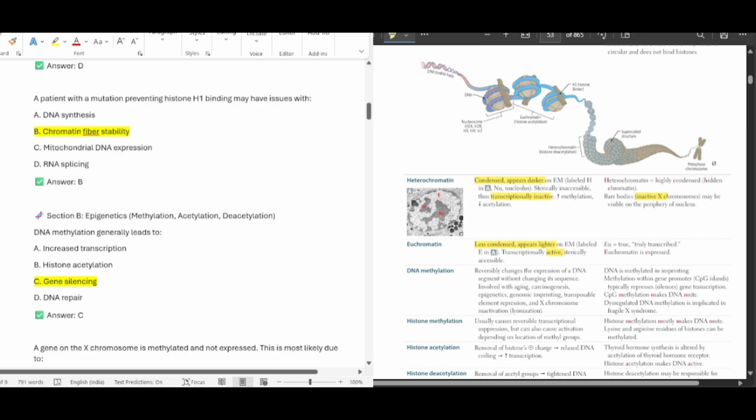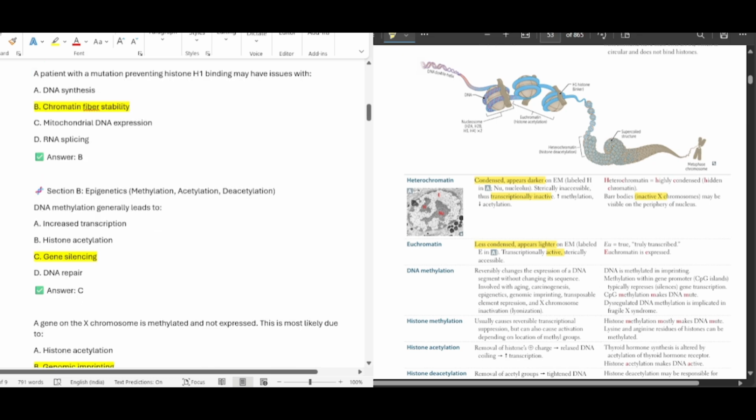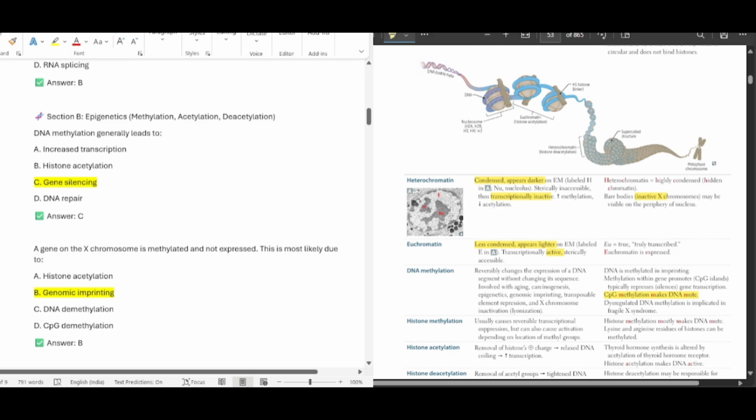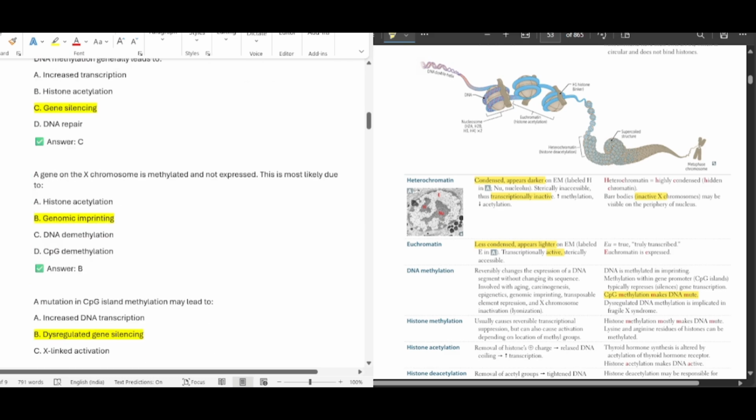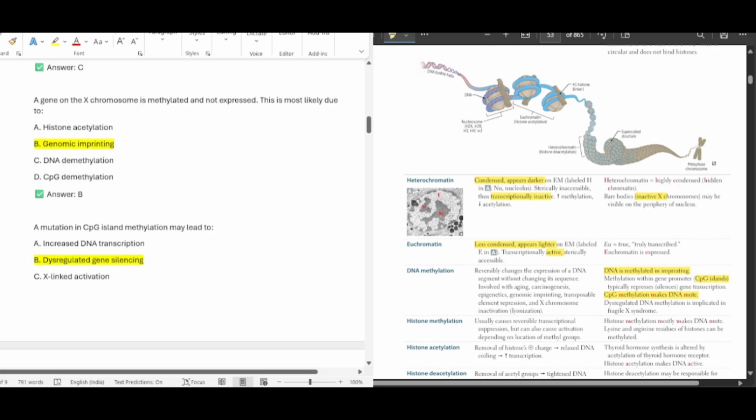DNA methylation generally leads to gene silencing. So methylation makes the DNA mute, and that's what you can remember. A gene on the X chromosome is methylated and not expressed, so this is most likely due to genomic imprinting. DNA is methylated in imprinting, mostly within CpG islands. A mutation in CpG island methylation may lead to dysregulated gene silencing.